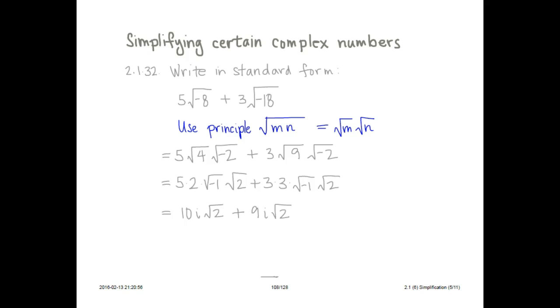I'll take them. And in this slide I have factored out the negative 1 also. So on the left I have 10 times i times the square root of 2 and 9 times i times the square root of 2, which combine to give me a complex number with only an imaginary component. This one has no real component.